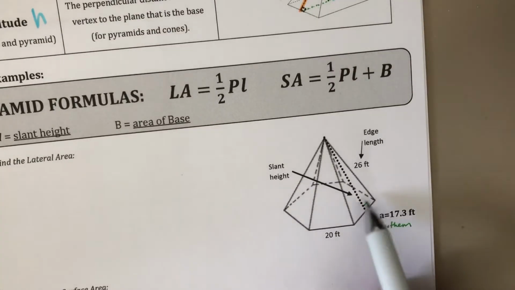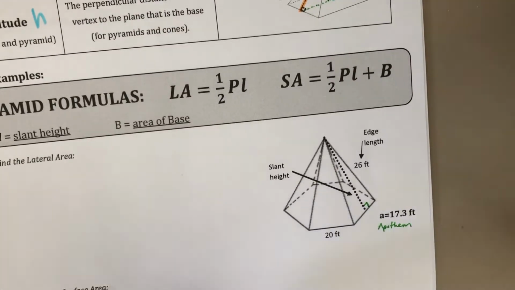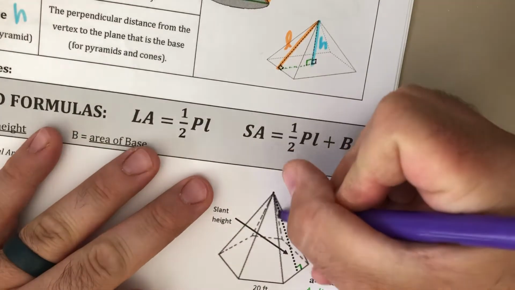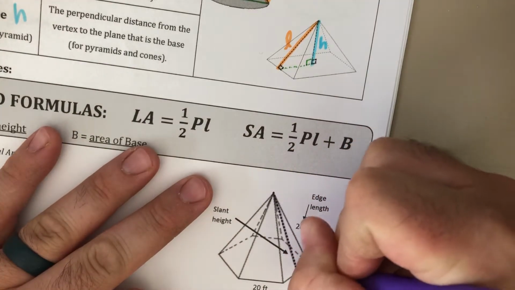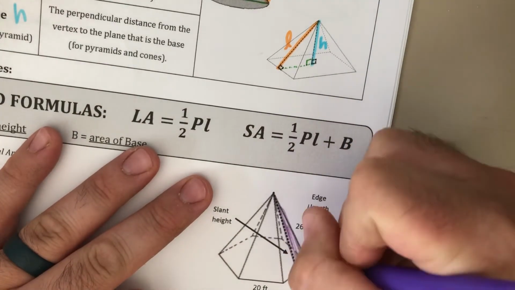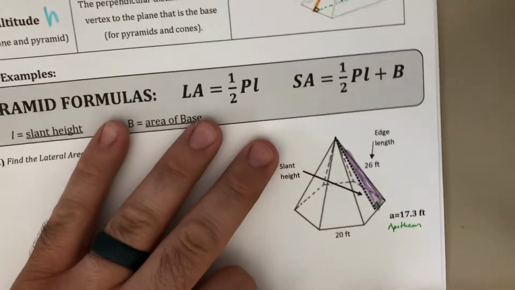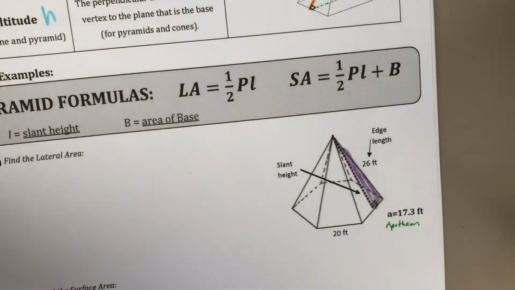So let's take this triangle right here, and maybe I'll highlight it. We're going to take this triangle right here, and we're going to redraw it and fill in the information. All right, so I'm talking about that triangle there. Let's just redraw it real quick.